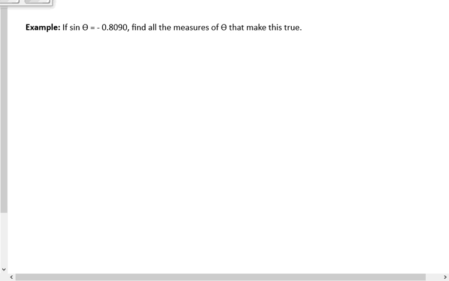Next example, if sine is equal to negative 0.8090, find all the measures of theta that make this true. So first thing that we're going to do is find the inverse sine of negative 0.8090. And when we put that into our calculator, we find out that theta equals 54. This is going to be our reference angle.